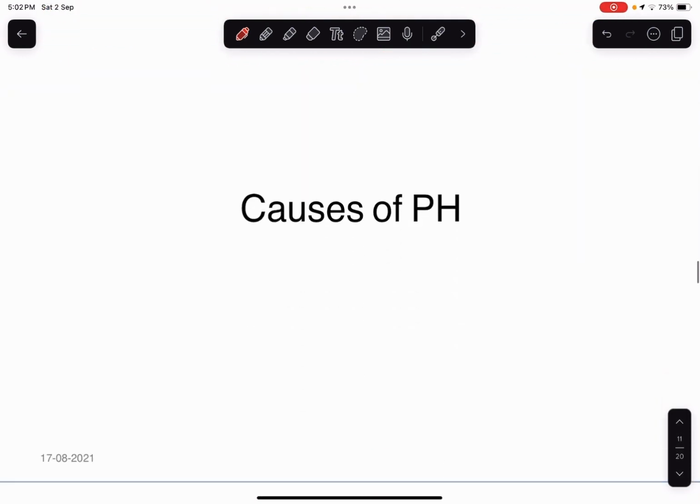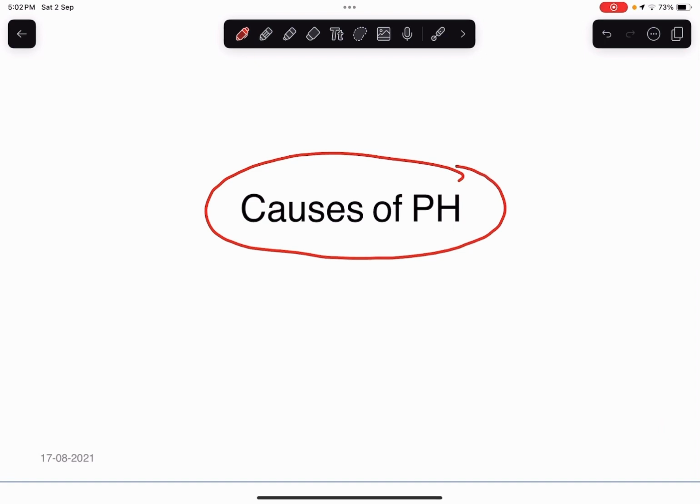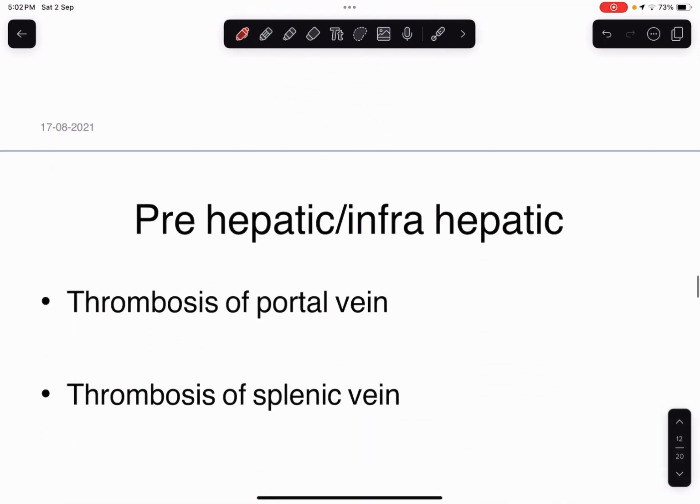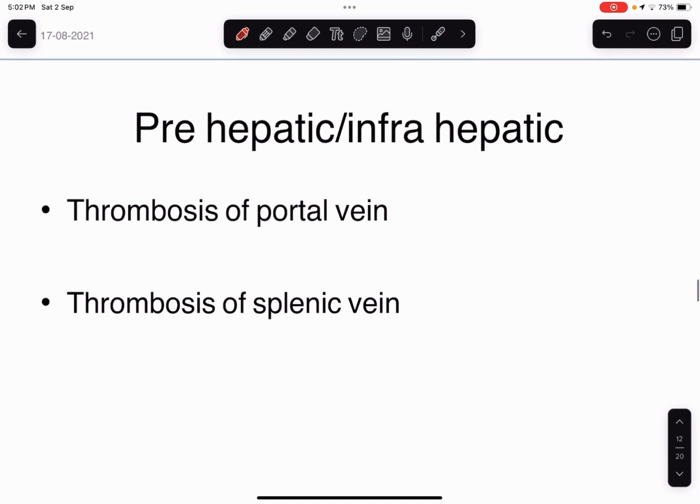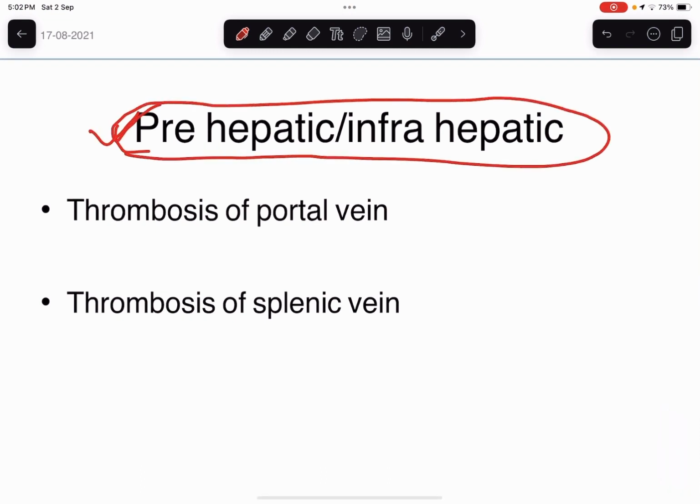Coming to the causes of portal hypertension. Causes can again be divided into various subgroups. They can be prehepatic causes, hepatic causes or post-hepatic causes. Prehepatic causes can be thrombosis of the portal vein or thrombosis of the splenic vein. Prehepatic, as the name suggests, is just before entering the liver. So thrombosis of the portal vein or splenic vein will result in increased resistance to the blood flow, resulting in portal hypertension.